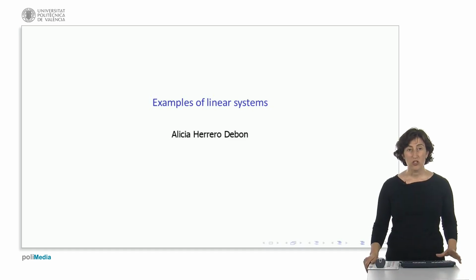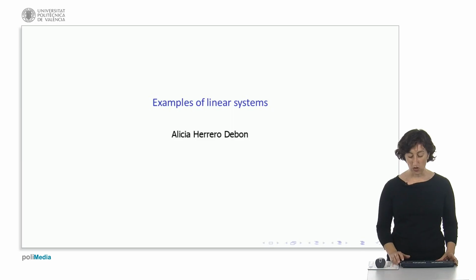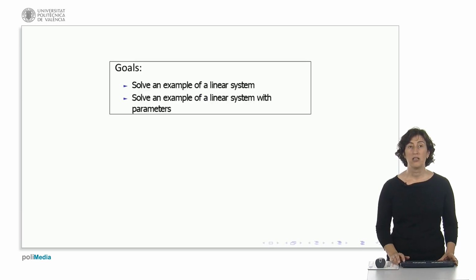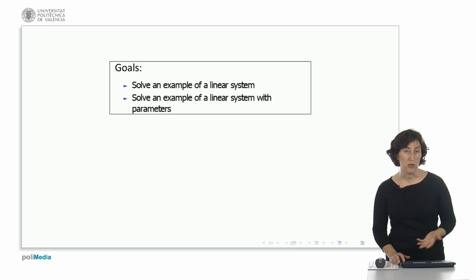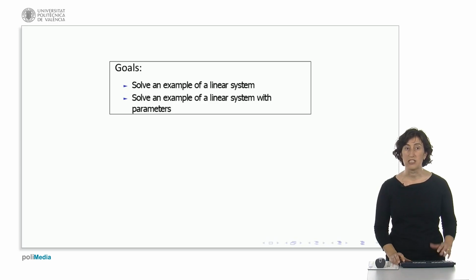In this unit, we are going to see some examples of how to solve linear equation systems using the Gauss method. We are going to see an example to remember the Gauss method, and then we will see a couple of examples where we solve linear equation systems using the Gauss method, but where all the coefficients of the system are not known. That is, they have parameters.